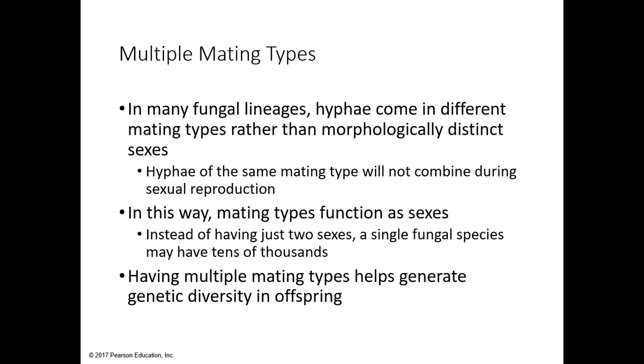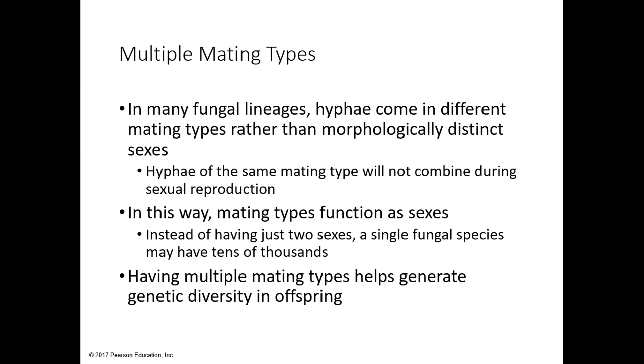So these hyphae really come into major play here with mating and reproduction. In many fungal lineages, hyphae come in different mating types rather than morphologically distinct sexes, right? So we don't see fungi having a male and a female sex. You might wonder where the gametes come from, where the spores come from. It's not in the same way as a male and a female. So hyphae of the same mating type will not combine during reproduction, okay? So in this way, the mating types function as the sexes.